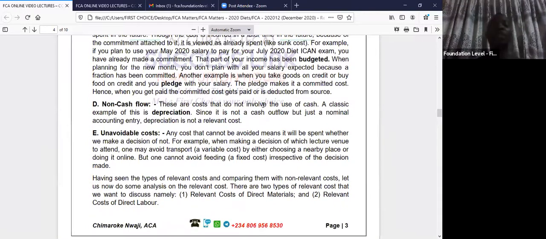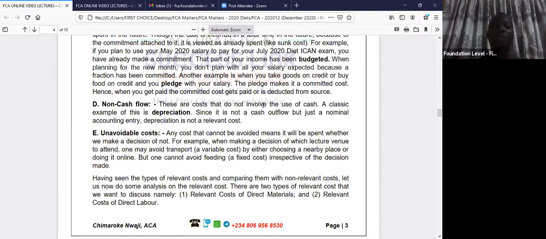The next one is non-cash flow. Non-cash flow is the opposite of, okay, it's not the opposite, but I will want to use it as opposite, so to speak, of incremental. We said incremental involves when a fixed cost changes in value. But look at non-cash flow. Non-cash flow does not involve the use of cash. So for example, you have depreciation or amortization.